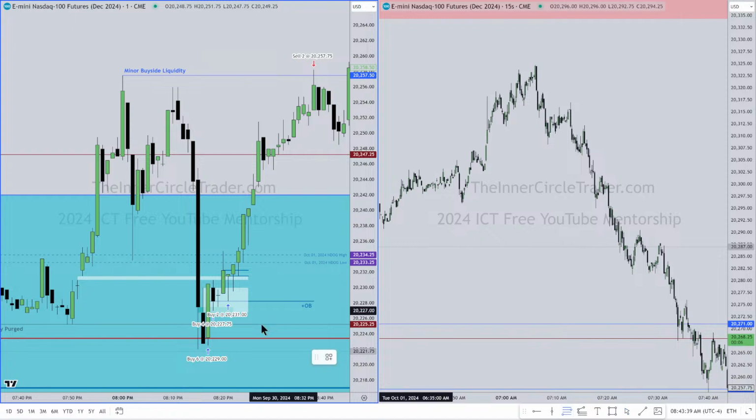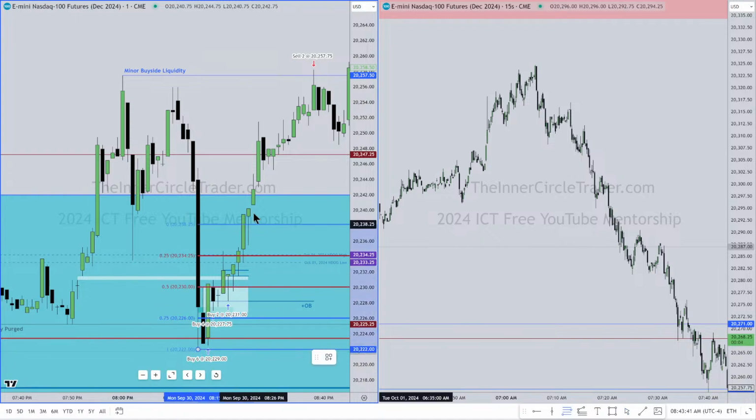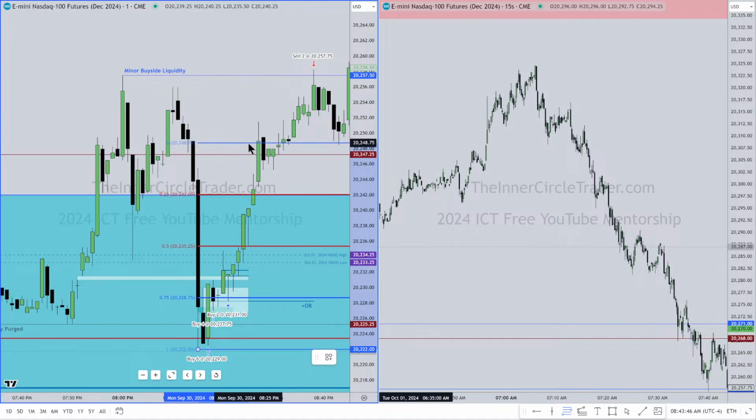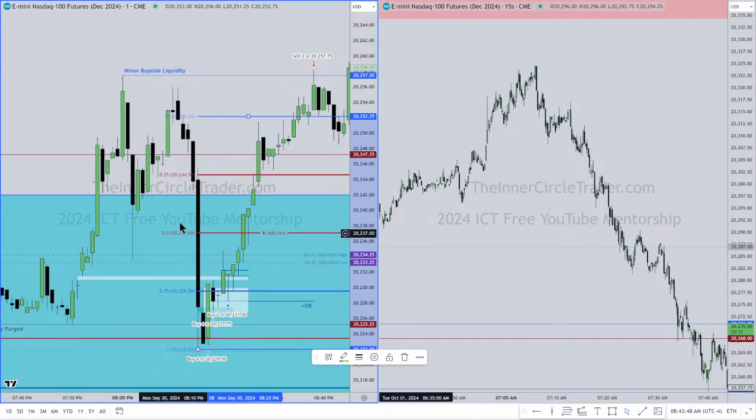You can go, this is the beginning of the move. Draw your fib up to, watch the, I gotta drop this for a second. Watch the 50% level here. Keep your eye right on this number here, okay?